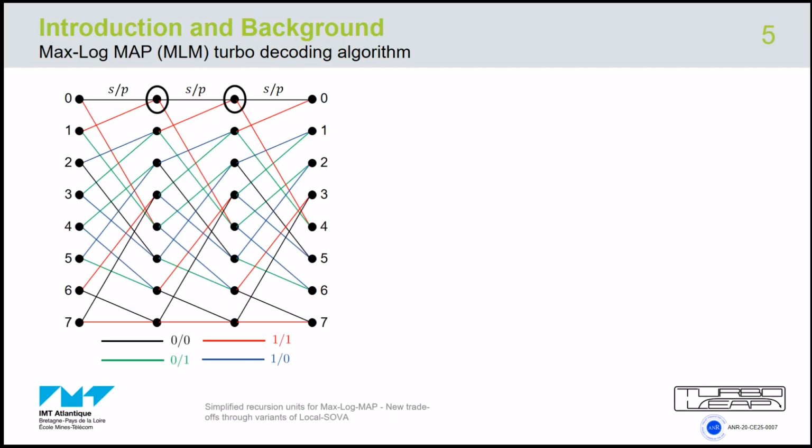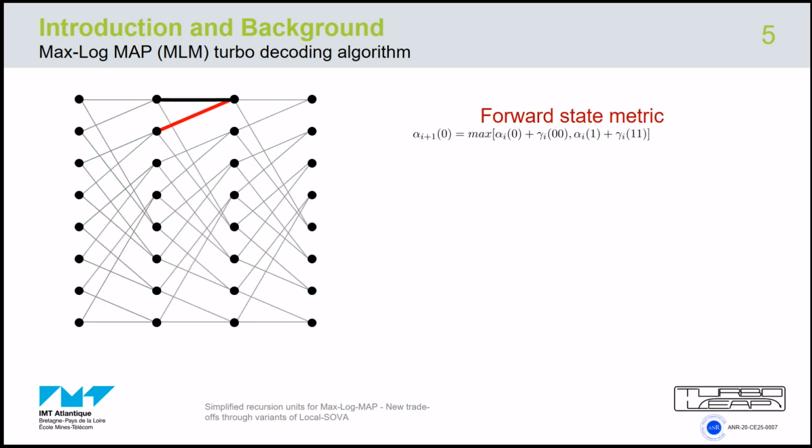To illustrate this point, let's have a closer look at the Maxlog map algorithm, which aims at decoding over the code trellis by selecting the most reliable transition for each bit at each position. Three processes define this algorithm. The first one is the recursive calculation of the forward state matrix alpha. In the example, to calculate the alpha value at position i+1 for state 0, which stands for the probability of being in the trellis state 0 at this position, we have to select the maximum value between alpha i0 and the corresponding transition branch metric and the alpha i1 with its corresponding branch metric.